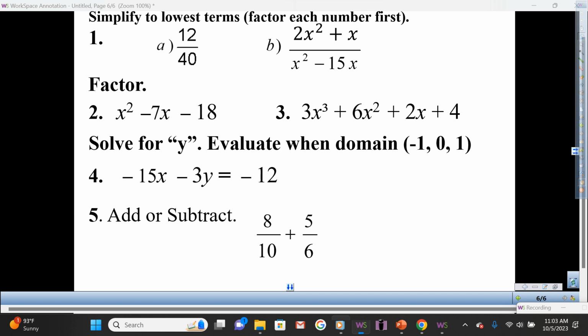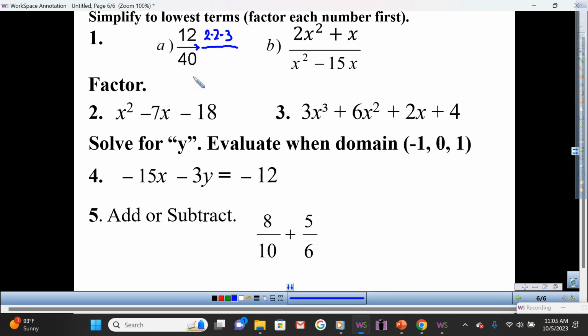So for number one, today's Thursday. By now you should be able to do these by yourself. I'm going to have Rylan help me out with 1A. How do we rewrite 12, Rylan? He said 12 becomes 2 times 2 times 3.